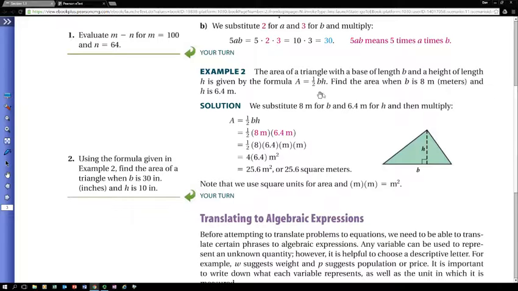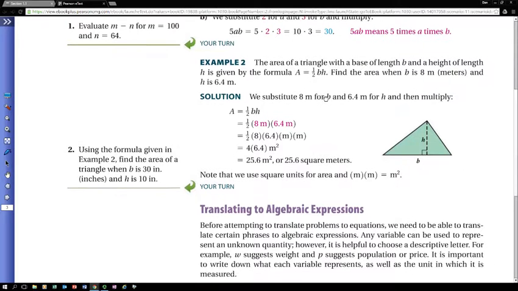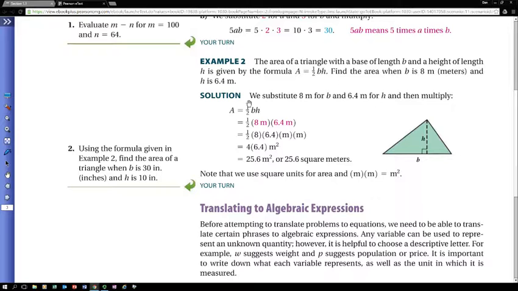Now this looks like an equation, and it truly is an equation, because we're just working on the right hand side of this equal sign. But at the end of this, I could say A, area, is equal to 25.6 square meters. Now notice too, here's another important point.